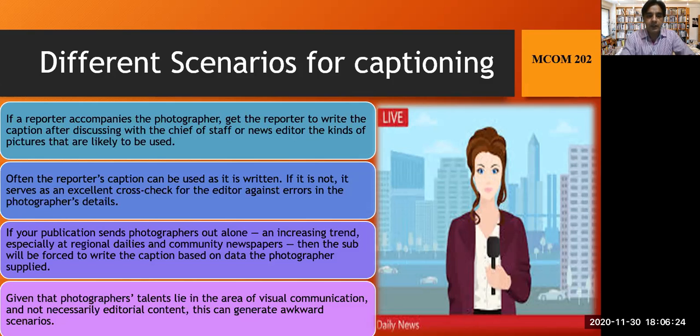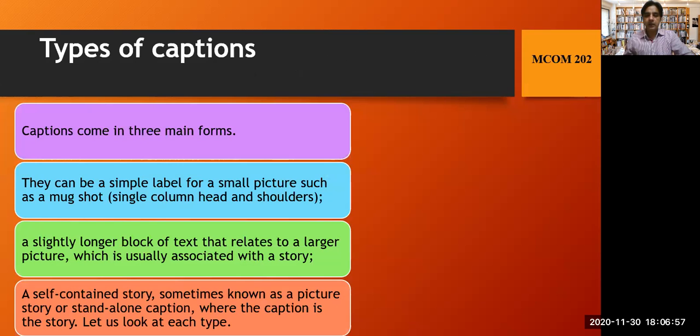So if your publication sends photographers out alone, an increasing trend, especially at regional dailies or community newspapers, then the sub will be forced to write the caption based on the data that the photographer has supplied. That data could be given verbally as well, and that could be through the photo data sheet as well. Given that photographers' talent lies in the area of visual communication and not necessarily editorial content, this can generate awkward scenarios, because photographers are not trained sub-editors. That means they can write awful kinds of captions.